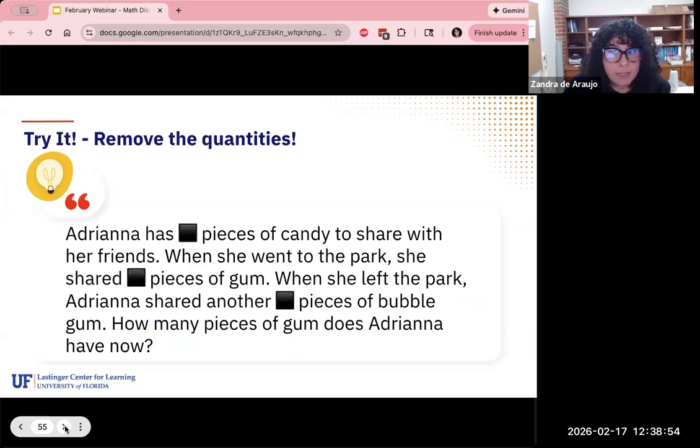So Adriana has some pieces of candy to share. When she went to the park, she shared some pieces of gum. When she left the park, Adriana shared some number of pieces of bubble gum. How many pieces of gum does she have now?